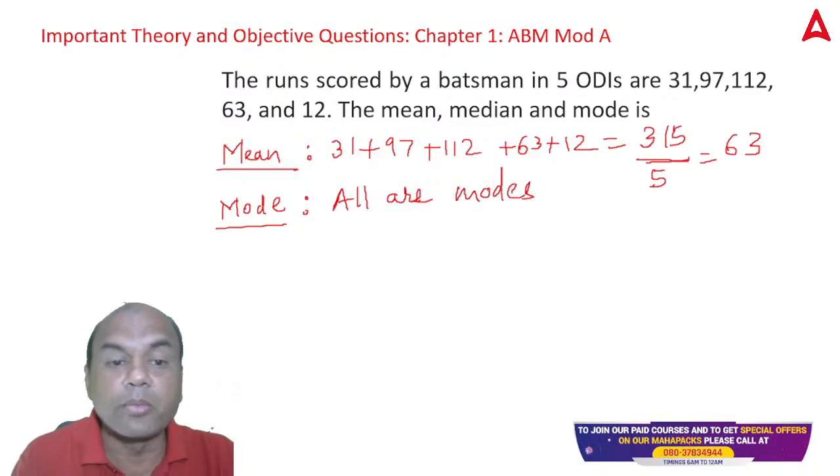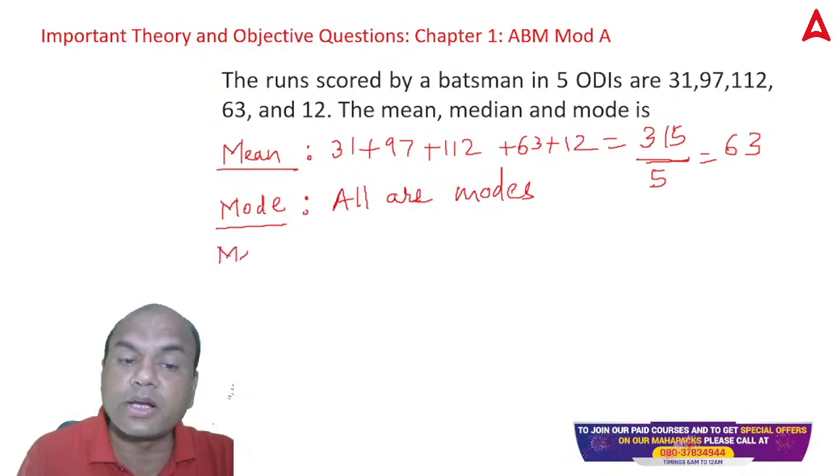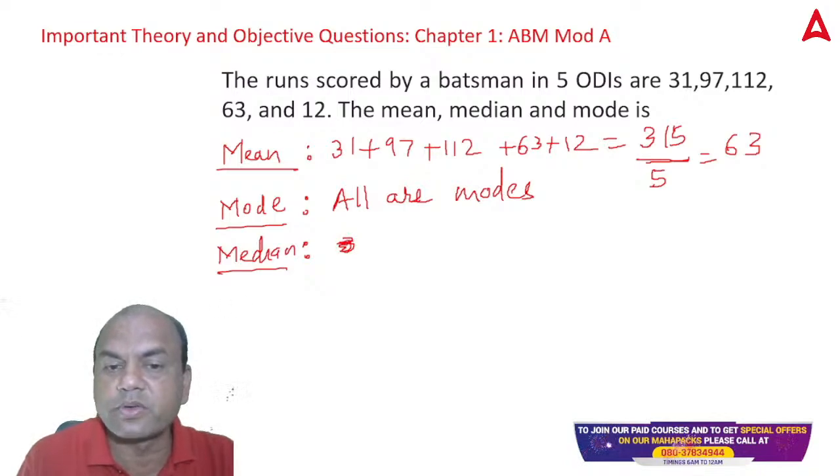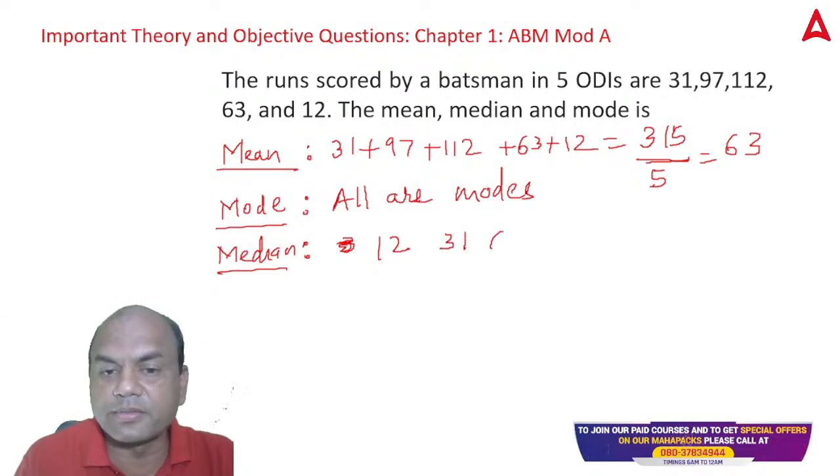Okay? Now median. How to find the median? What did I say about the median? First arrange from the lowest to the highest. So arrange them. First is 31? Lowest is what? No, not 31. Lowest is 12. Then 31, then 63, after that 97, and the last one is 112.